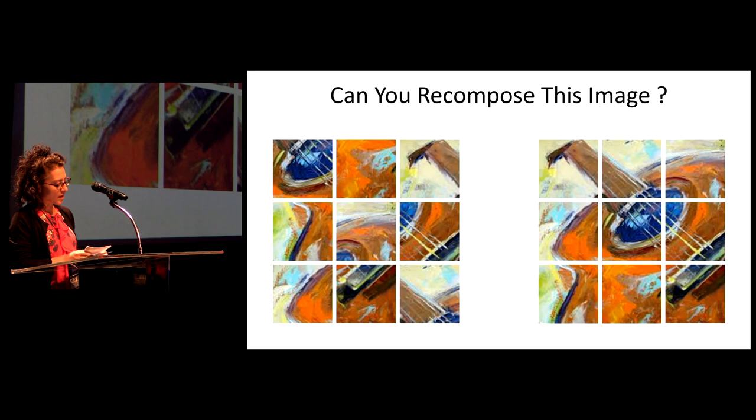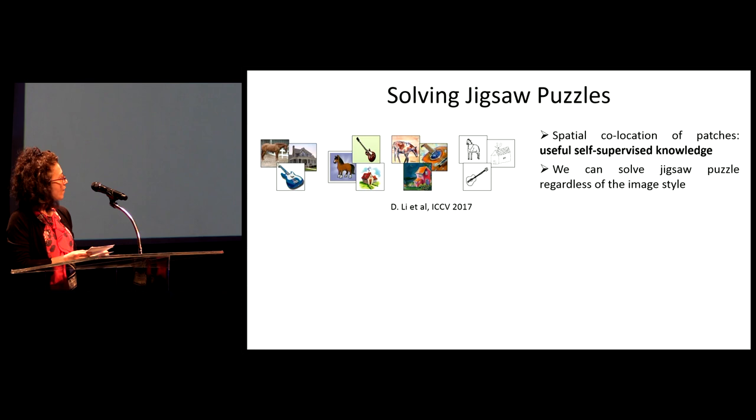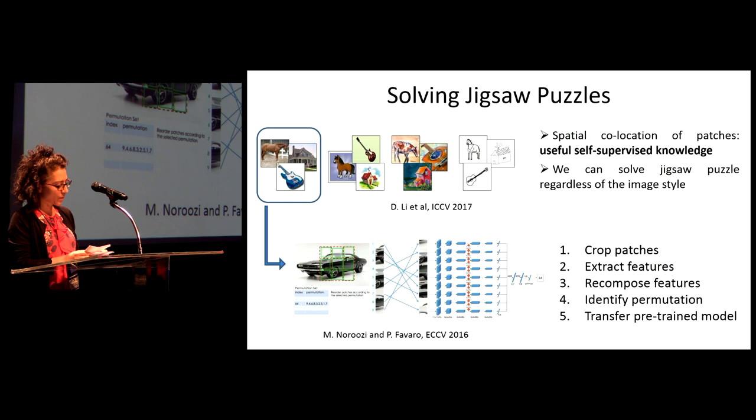So the task of recovering an original image from its shuffled parts is a basic pattern recognition problem that is commonly identified with a jigsaw puzzle game. To solve a puzzle, we exploit the information coded in the spatial collocation of patches, which is a self-supervised kind of knowledge, meaning that it does not need human labeling. From the demo we went through, we expect to be able to solve puzzles regardless of the image style. For instance, we can deal with photos, cartoons, paintings, or sketches, as in the well-known PACS dataset published at ICCV 2017. Previous works on puzzles were only focusing on photos.